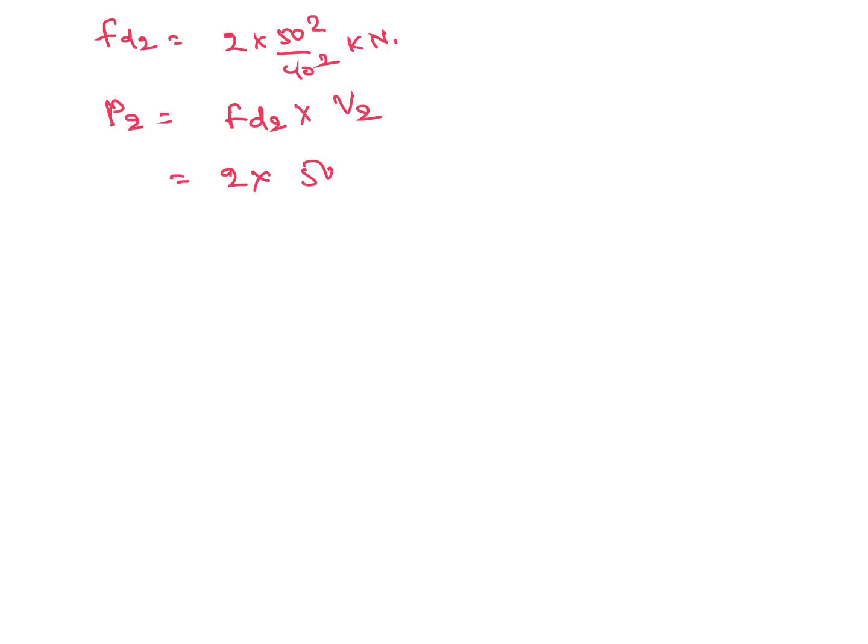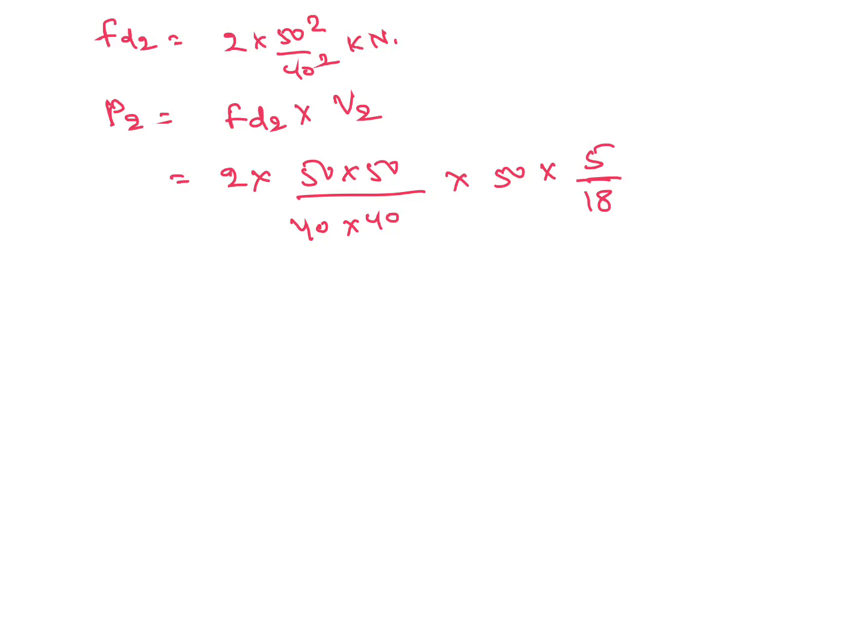Drag force in second case Fd2 is 2 into 50 square by 40 square. This is in kilonewton. So power to overcome that wind resistance is Fd2 into V2. So V2 is in kilometer per hour, so we have to convert it to meter per second. 2 into 50 into 50 divided by 40 into 40, and V2 is 50 into 5 by 18.